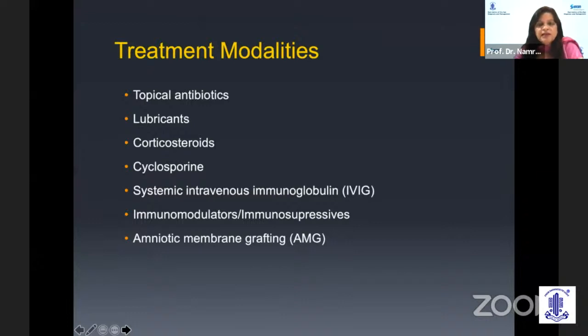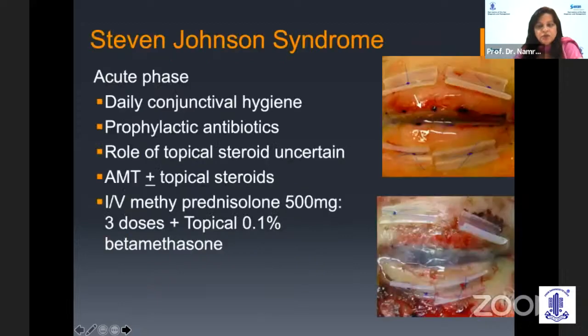So the treatment modalities are the following, and I will be going through these as we go through the cases. So as soon as you have an acute case of Stevens-Johnson syndrome, which is referred to you or comes to be seen by you, the important thing is that you immediately do an amniotic membrane graft.